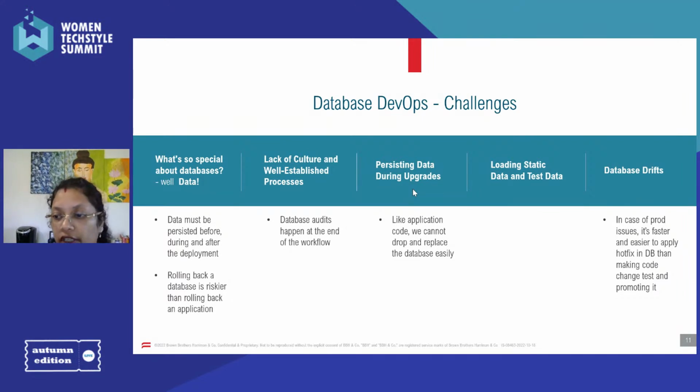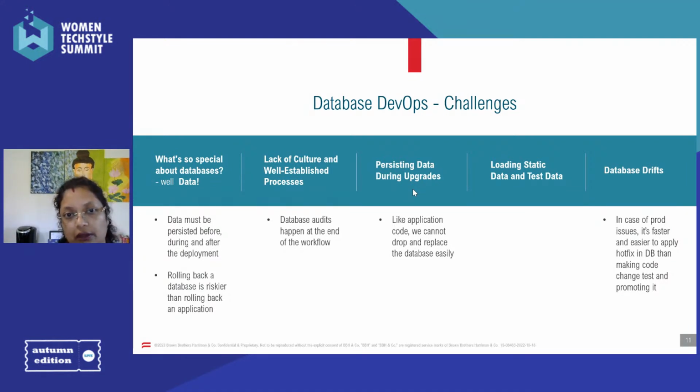In case of production issues, it's faster and easier to apply a hotfix in the database than actually making a code change, testing it, and then eventually promoting it. And that causes a drift, in the sense that your production database is in a different state than your test database, and then there is a lot of mismatch in between.